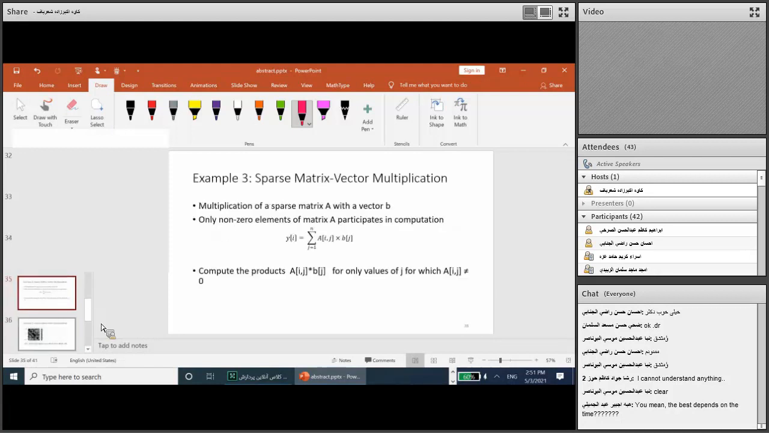Okay. Sparse matrix vector multiplication. I employ this example to explain task interaction graph.